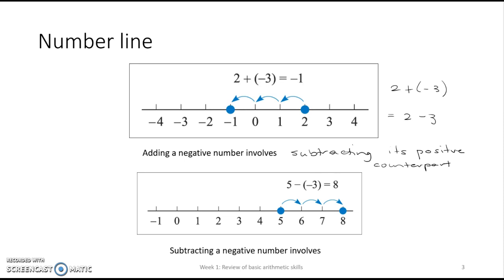Subtracting a negative number involves adding its positive counterpart. So 5 minus -3 is the same as 5 plus 3, which means we start at 5 and we go 1, 2, 3 to the right.